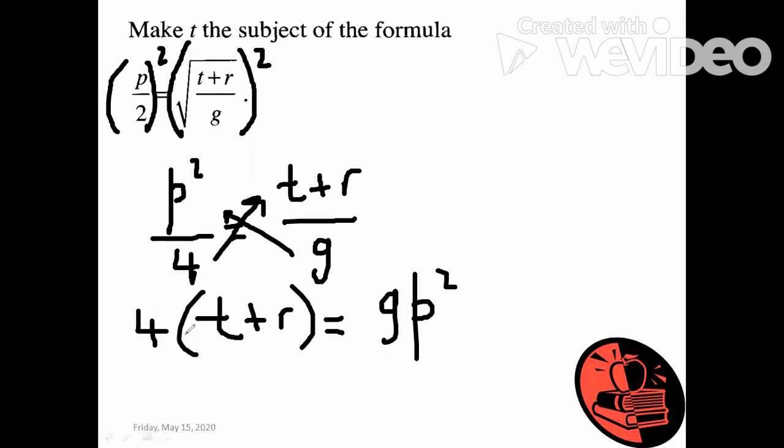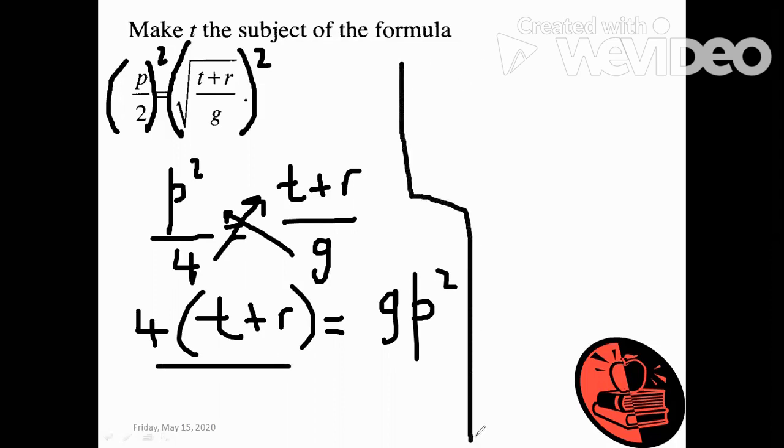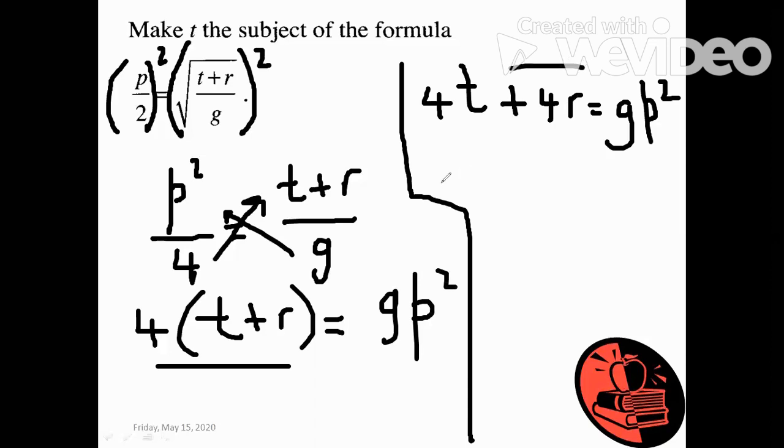So we want t, right? So I'm going to use the distributive law here. So let's go over to the right hand side of my screen. So 4 times t is 4t plus 4 times r, which is 4r, and everything is equal to g p squared. So we want t, so we don't need the plus 4r, so we're going to subtract 4r on the left and also on the right.